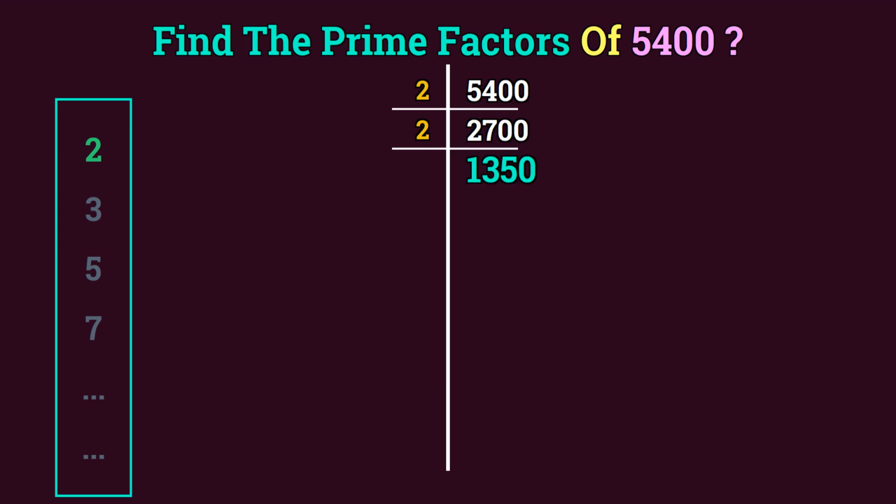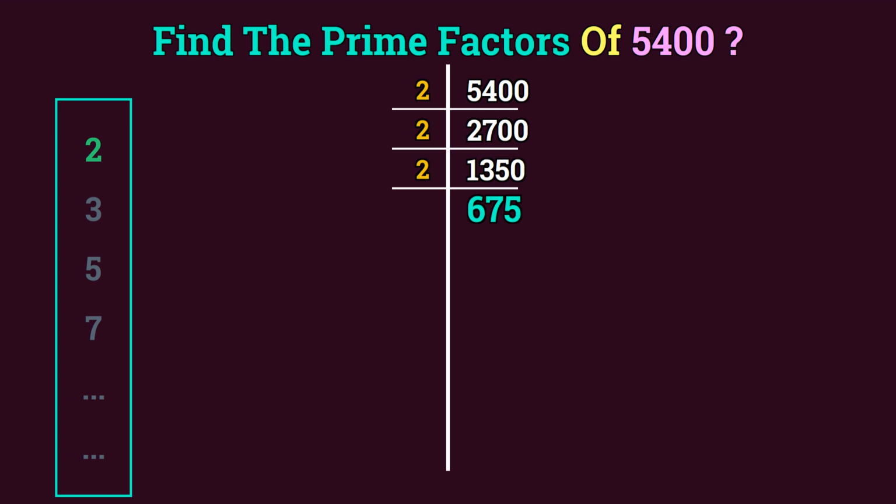Dividing 1350 by 2, which equals 675. So 1350 divided by 2 equals 675.